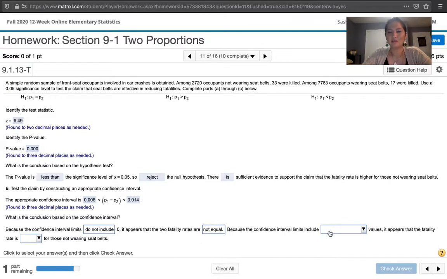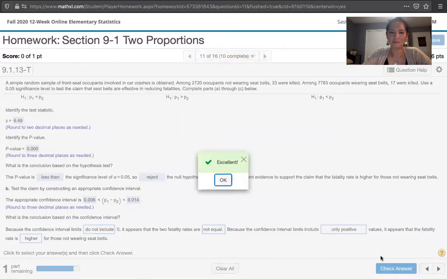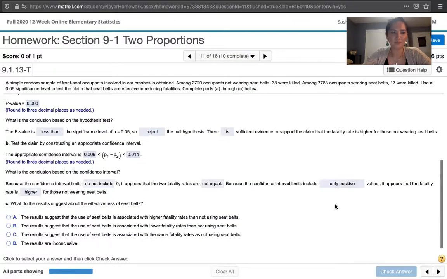Then it says, because the confidence interval limits include only positive values, it appears that the fatality rate is higher for those not wearing seatbelts. Because remember, P sub 1 is the proportion of people who died, or the fatality rate for those not wearing seatbelts. So if P1 minus P2 is always positive, that's saying that P1 is greater than P2. So P1 would have to be higher in that case. Okay, it looks like we've got one more question.